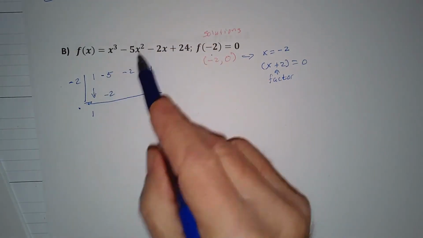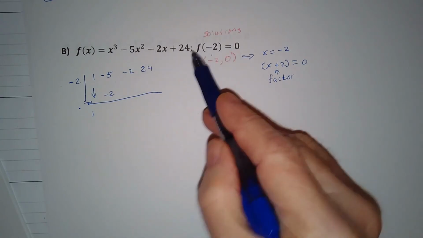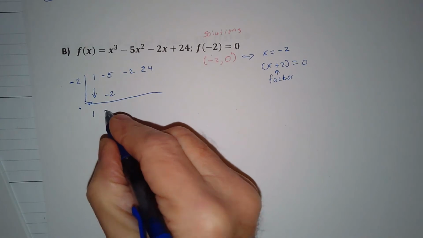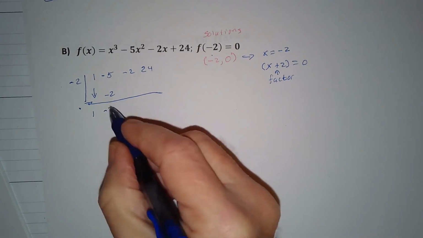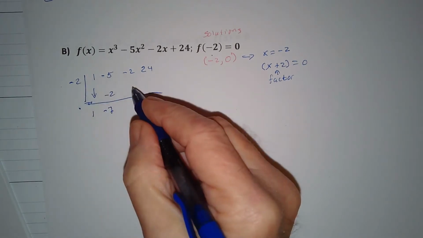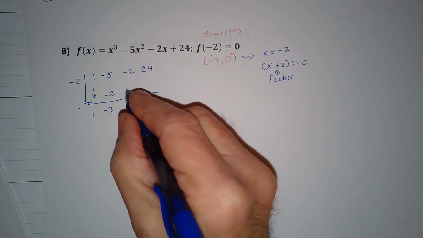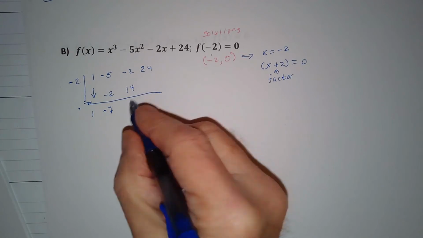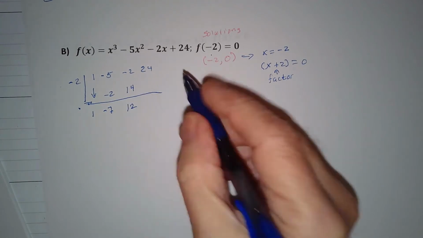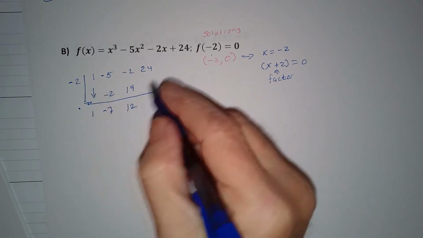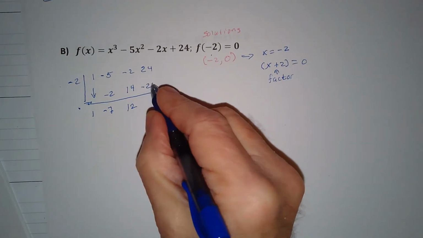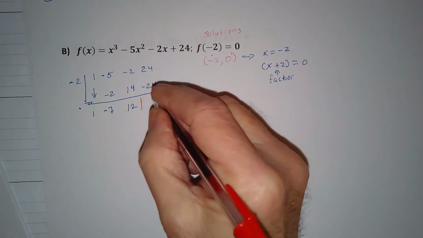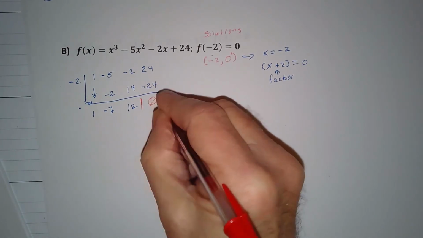That was positive 1, negative 5, negative 2, and 24. Okay. So negative 5 and negative 2 is negative 7. And then negative 7 times negative 2 is positive 14. And negative 2 and 14 is 12. And then negative 2 times 12 is negative 24. And so you see your remainder is going to be 0.